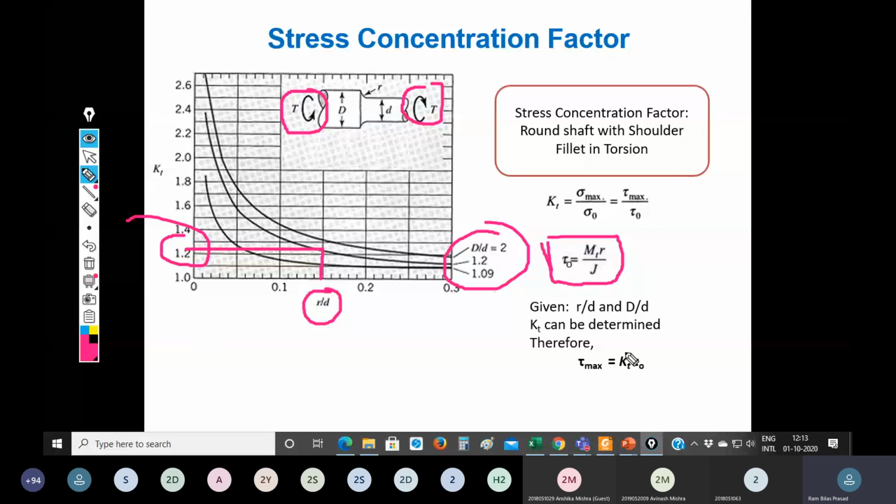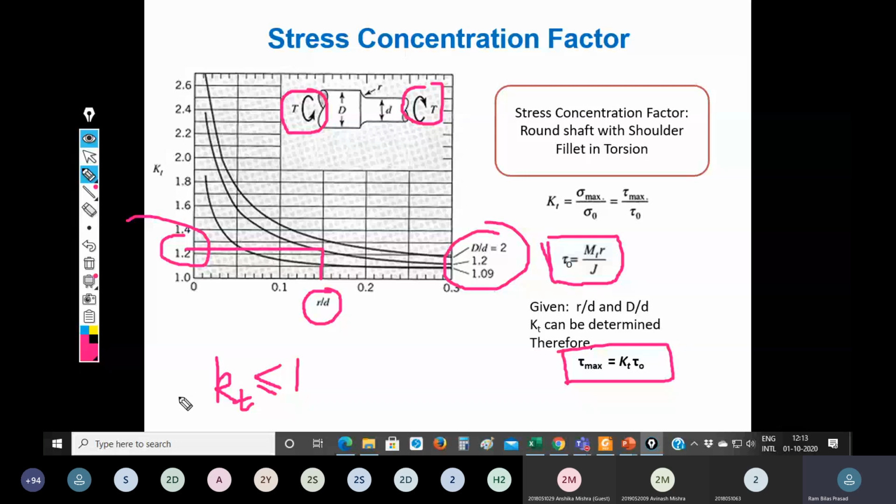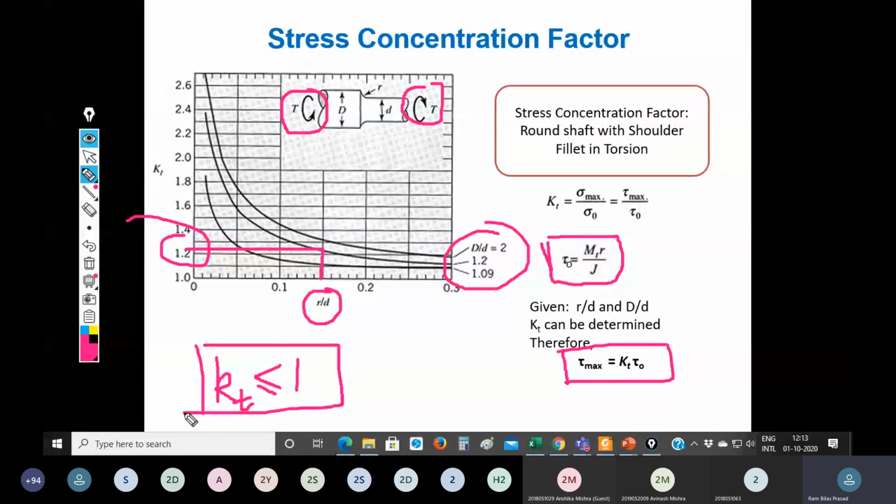Value of Kt can never be less than 1, right? Why? Because if this is the case, then the stress will be less than the nominal stress. If Kt is less than 1, then tau max will be less than, obviously, tau. This is the common sense that kind of questions are asked in viva interviews: can Kt be less than 1, or as an objective type question.